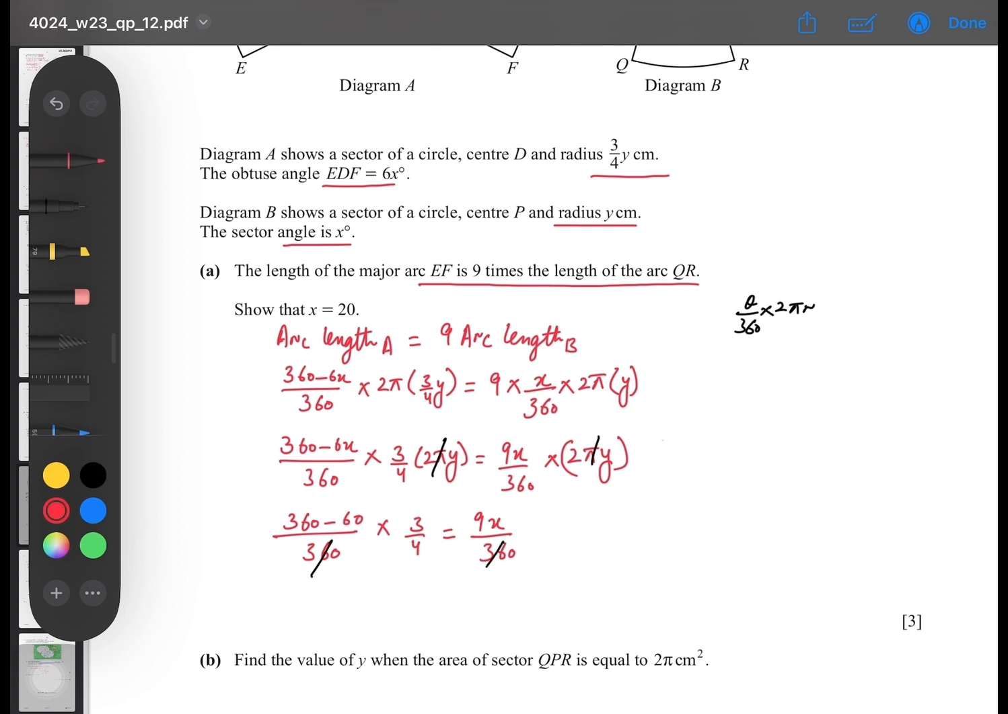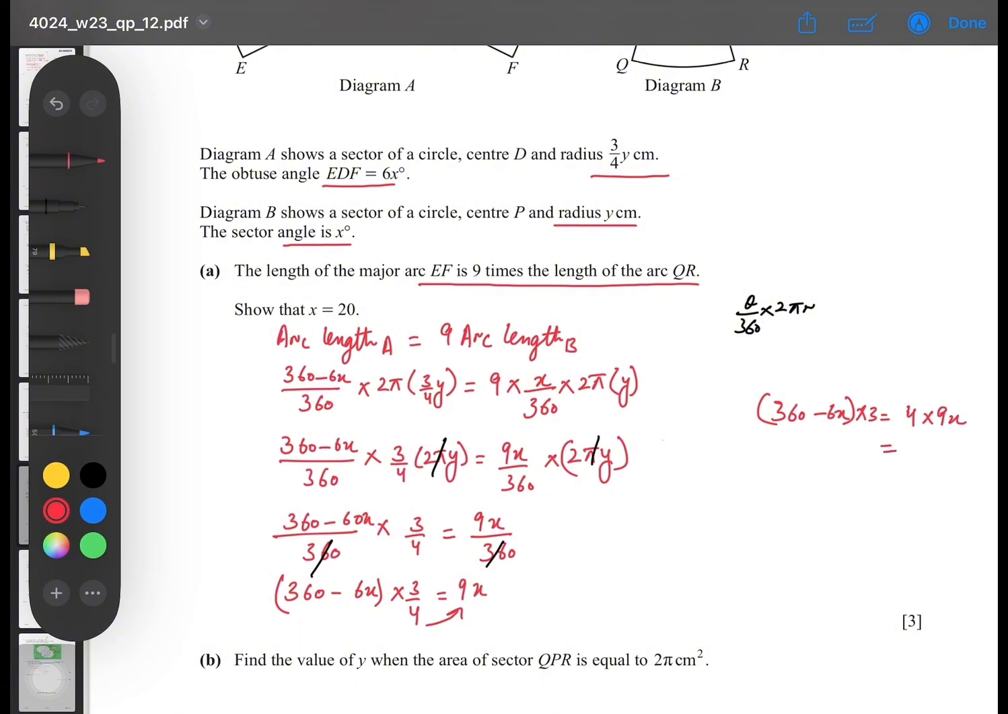And the remaining terms are (360 minus 6x) into 3/4 is equal to 9x. To simplify this, I will cross multiply. So it will be (360 minus 6x) multiplied by 3 is equal to 4 into 9x.